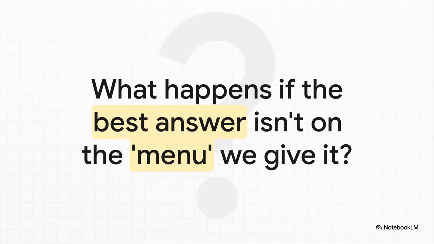And that leaves us with one last, really crucial thought to chew on. The machine is incredibly powerful, but it's not a magician. It can only pick the best option from the menu that we give it. So that begs the question, what happens if the true, perfect answer just isn't on the menu we gave it in the first place? Something to think about.